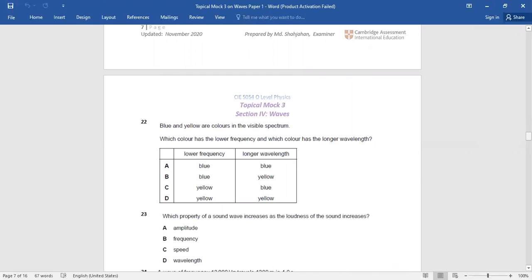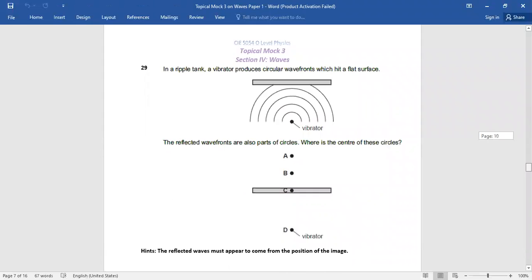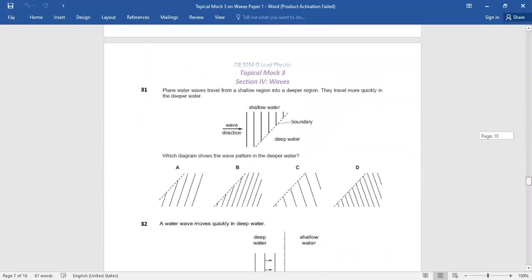Question 31. You gave which one? I gave A. Why did you give A? Sir, because it is going from shallow to deep, so it should increase. How will you understand it's increasing? By the wavelength, the length between the two lines, the waveforms. Yes, very good.